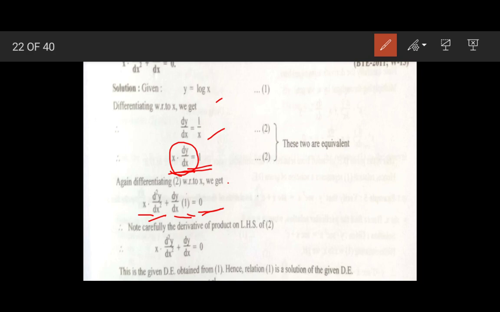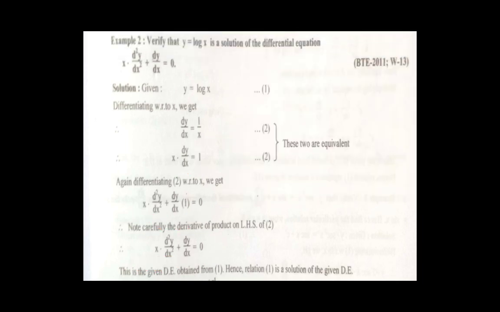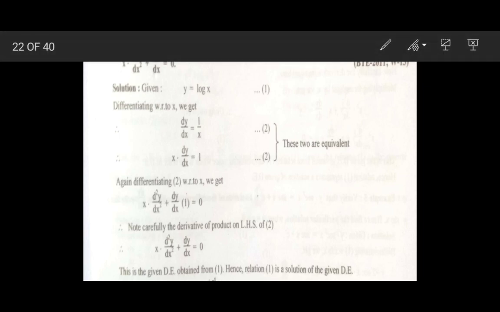So finally I am getting x d2y upon dx square plus dy upon dx equal to 0, and this is nothing but the required differential equation, as you can see here. So with this solution I am getting the differential equation as x d2y upon dx square plus dy upon dx equal to 0. Hence y is equal to log x is a solution of this differential equation.